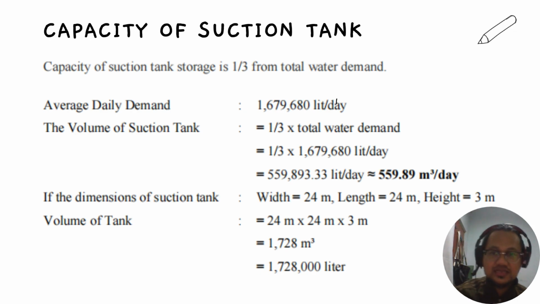First, we have to calculate the volume of the suction tank, which is multiplying the total water demand by one-third, and then we get 559,000 liter per day. Then we assume the dimension of the suction tank as 24 meter width times 24 meter length times 3 meter height, and then we get the volume of tank is 1.7 million liter. As a result, the proposed dimension is acceptable because the volume of the tank is higher than the volume of the suction tank.